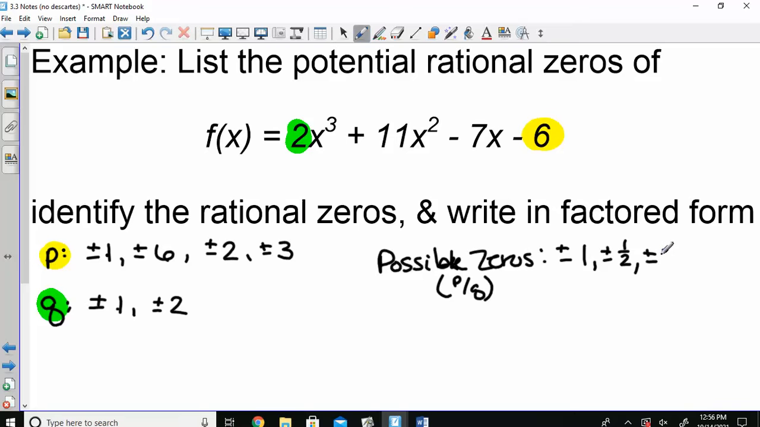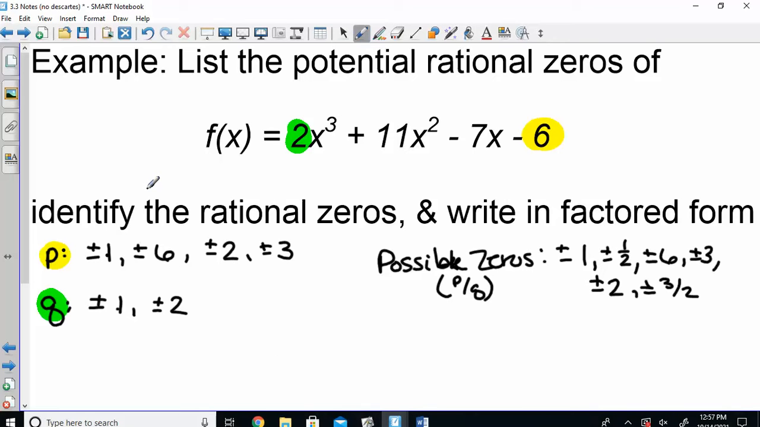6 over 1 is 6. 6 divided by 2 is 3. 2 divided by 1 is 2. 2 divided by 2 is 1. That's already on my list, so I don't have to write it again. 3 divided by 1 is 3. And that was already on my list, so I don't need it again. And then 3 divided by 2 is 3 halves.